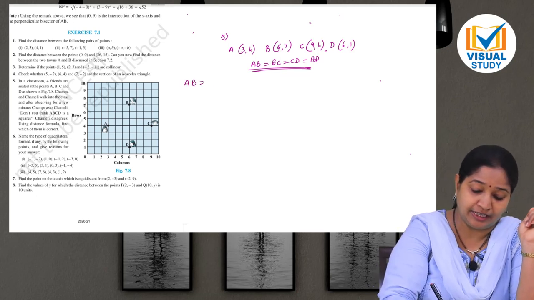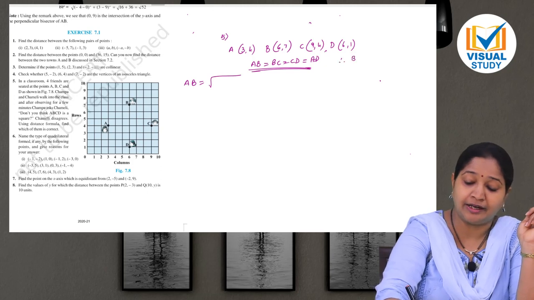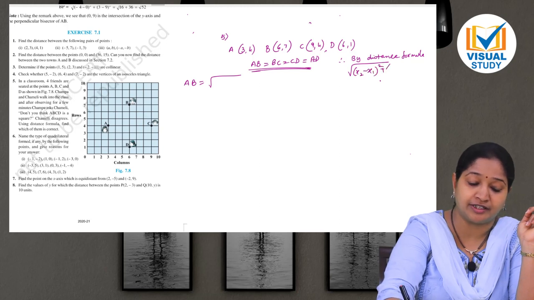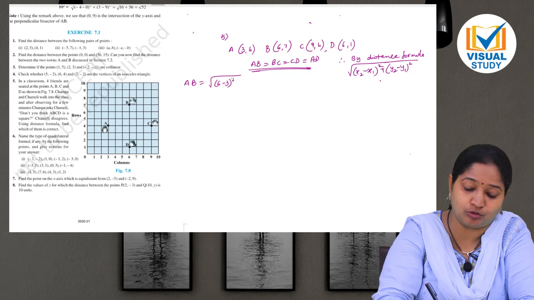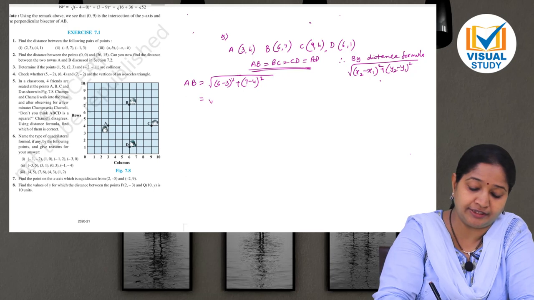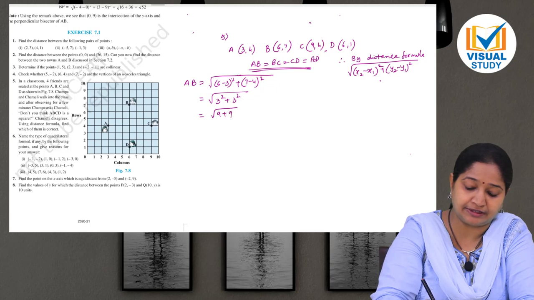First we will find out AB. Here you have to write the distance formula each and every time. What is the distance formula? That is root of (x2 minus x1) whole square plus (y2 minus y1) whole square. AB is (6 minus 3) whole square plus (7 minus 4) whole square. What you get is 3 square plus 3 square, that is 9 plus 9, and you get root 18, and that is equal to 3 root 2 units.